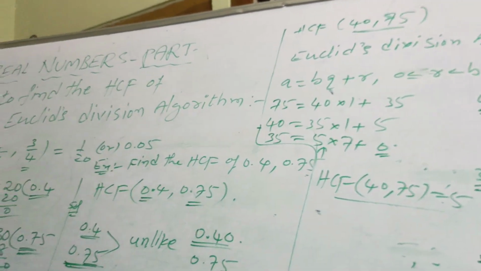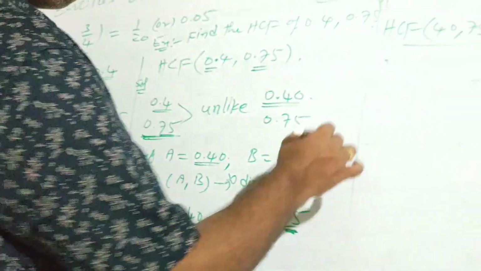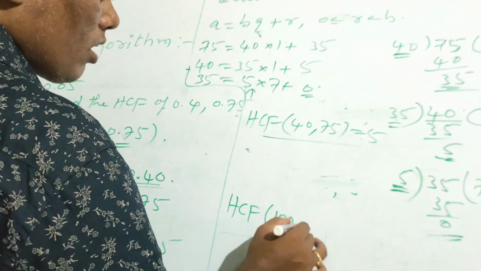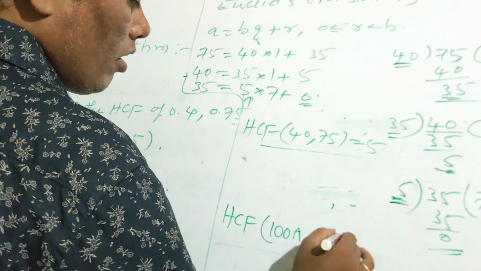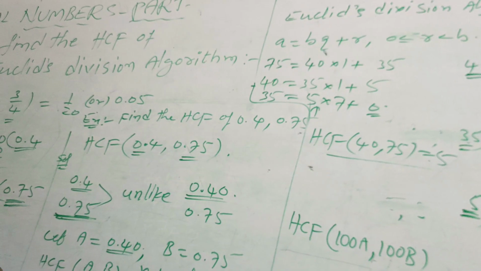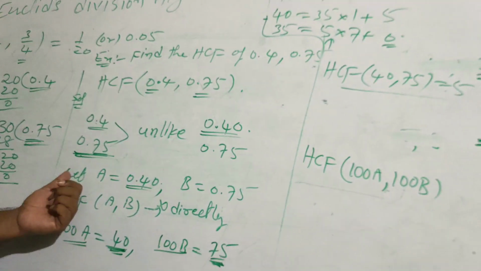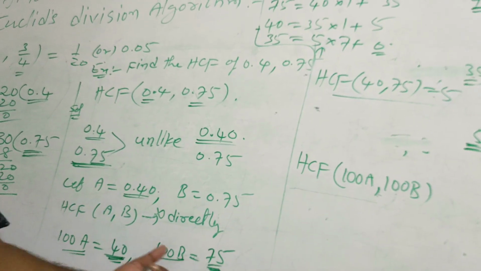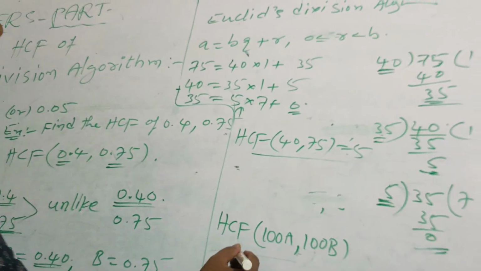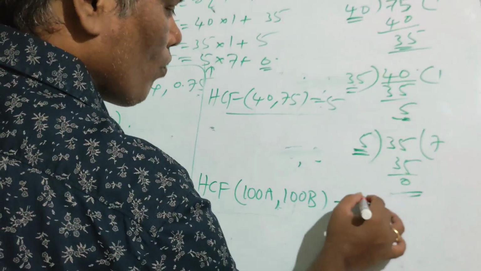So what is 40 here? 40 is nothing but 100A. And what is 75 here? 100B. That is, till now we found the HCF of the numbers 100A comma 100B. We did not find the HCF of 0.4 and 0.75. We found the HCF of 40 and 75, which are 100 times of these decimals. That means we found the HCF of 100A comma 100B, which is equal to 5.